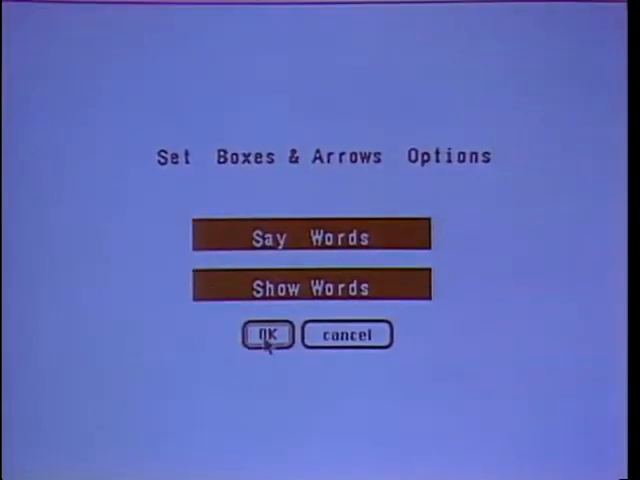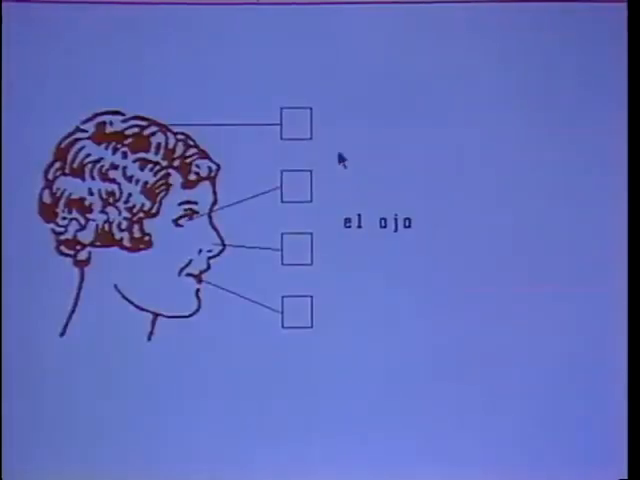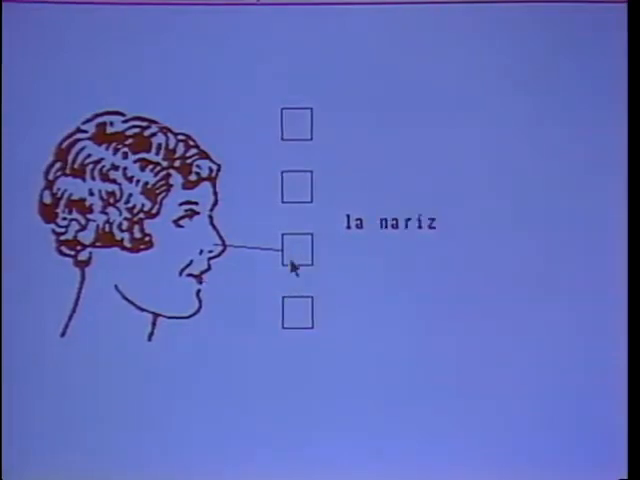You have options. You may, in fact, want to not hear the speech at some point. And so it says, what word is that? And if you do it wrong, it'll repeat it. And it says, oh, it really wants to be the I. El pelo, la boca, la nariz.